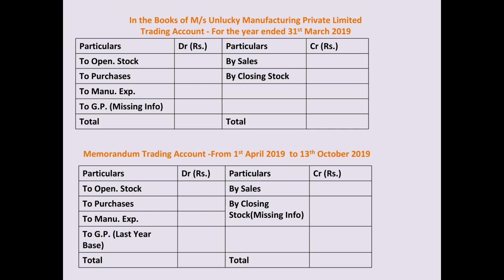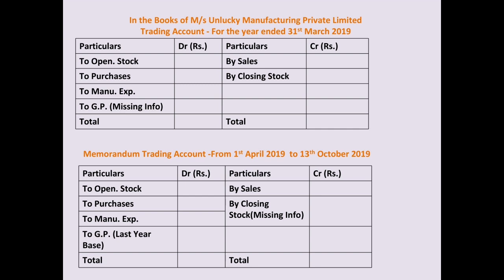Please remember that the trading account will include the amounts from 1st of April 2018 to 31st of March 2019, and anything from 1st of April 2019 up to the date of fire will be written in the memorandum trading account. In the trading account, we'll write opening stock, purchases, manufacturing expenses if any, and gross profit, which is not provided. On the credit side, we'll write sales and closing stock.